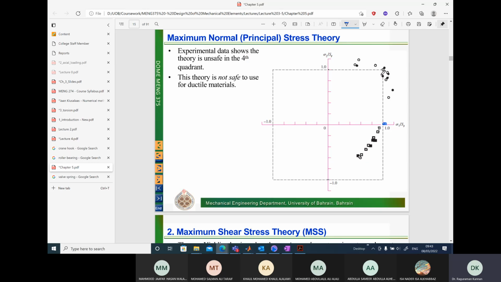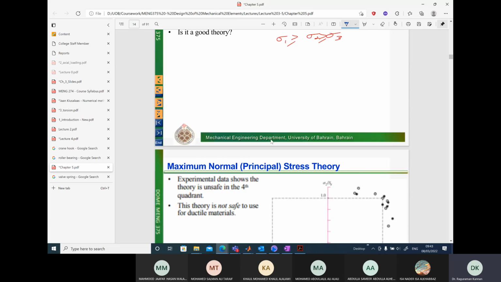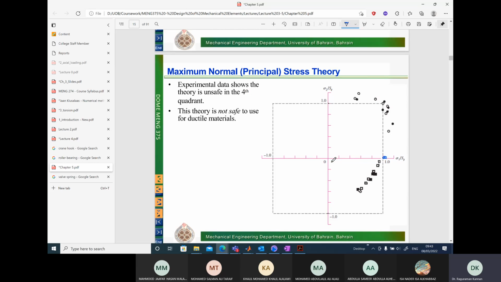Now let's suppose one of the principal stresses is positive, the other guy is negative. How does it behave? Then we get these data points. But according to the maximum principal stress theory, the failure envelope is given by this dotted line here. If each of the principal stress values is less than the yield strength value, if this ratio is less than 1, then no failure takes place.